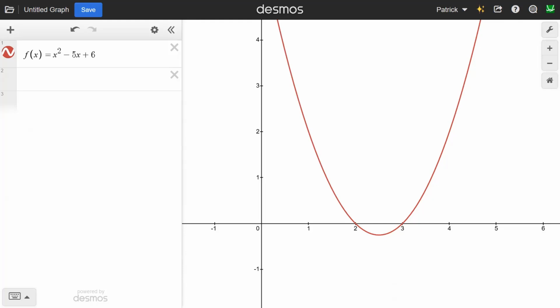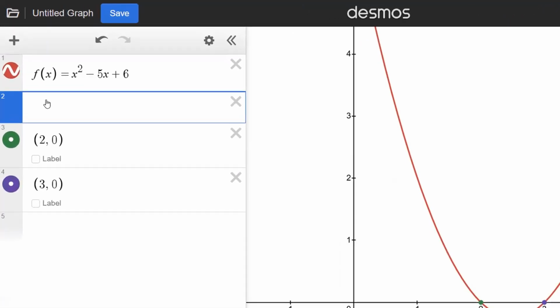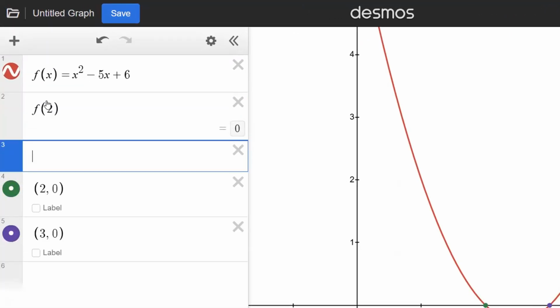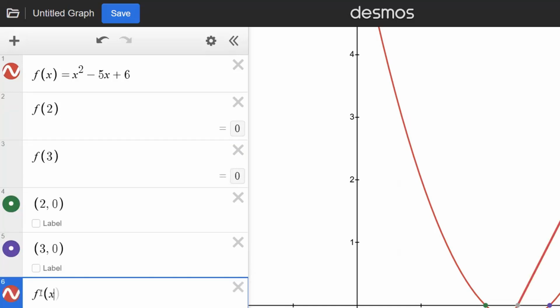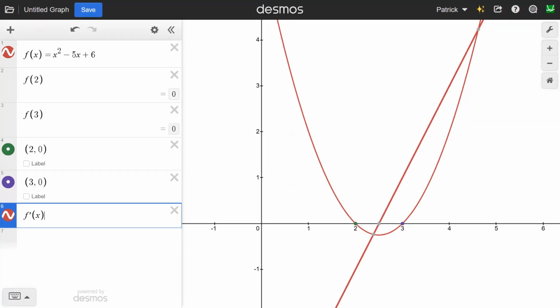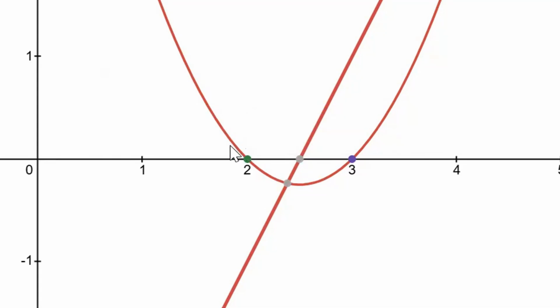Just to show you graphically what's going on here, here is the graph of the function. We have the x-intercepts right here, and then we could verify that f of 2 equals 0 and f of 3 equals 0. Then if we graph the derivative, we can see that the derivative's graph is equal to 0 at some point, at least one time, in between the interval 2 and 3. Notice also this point graphically is where the original function changes direction, what we would call the local minimum.